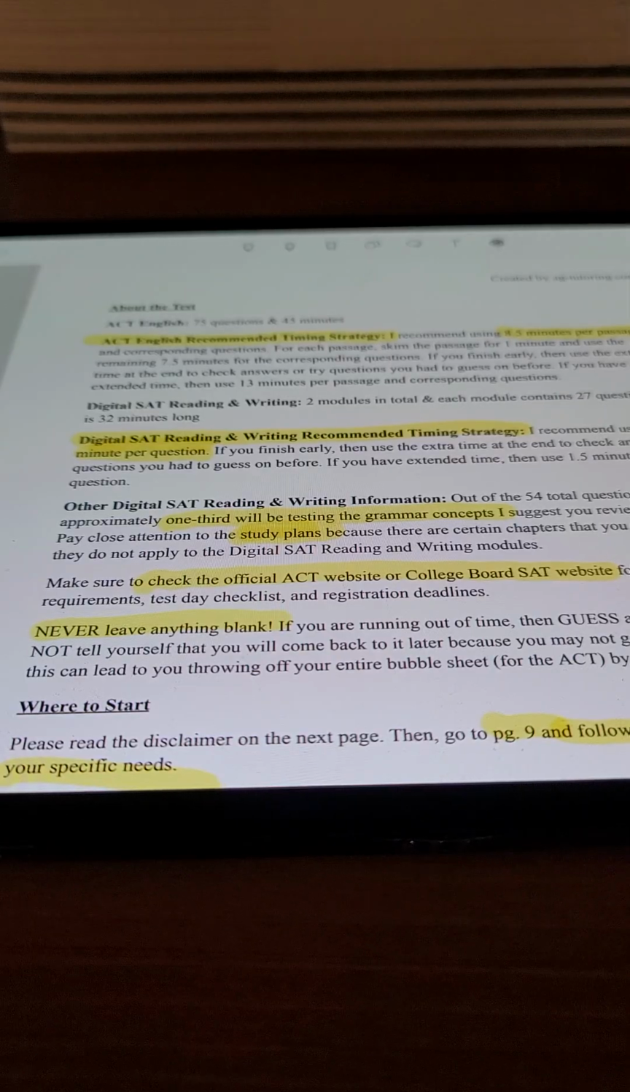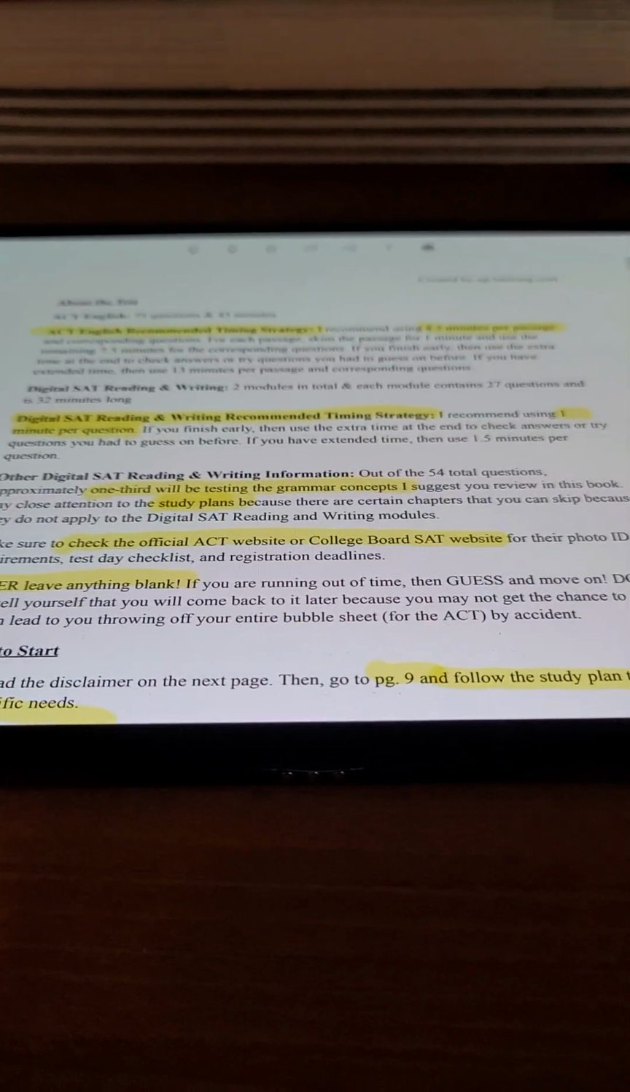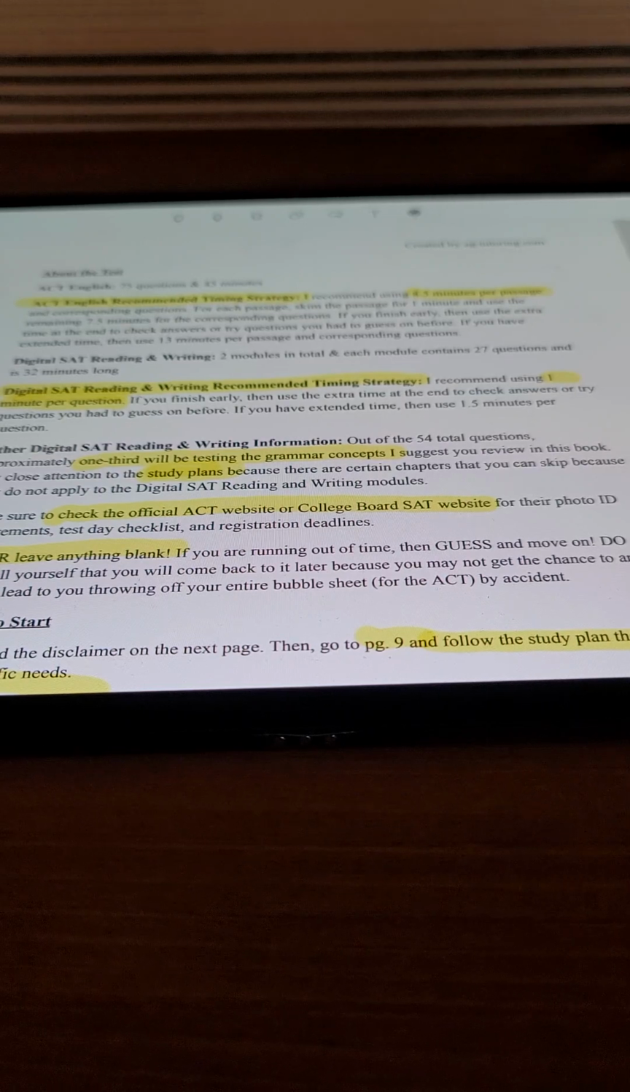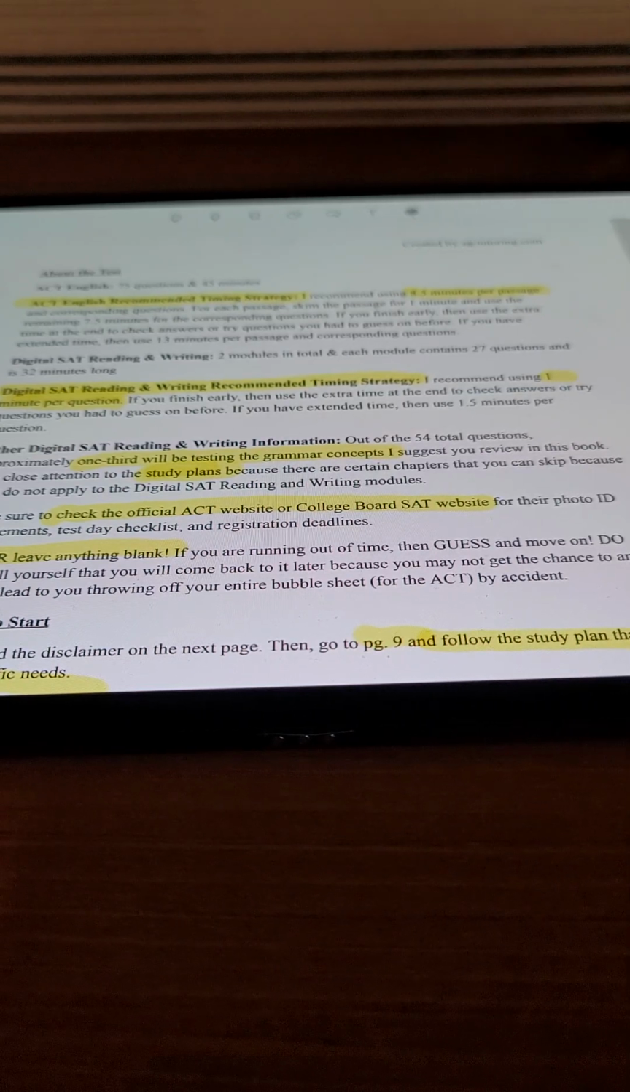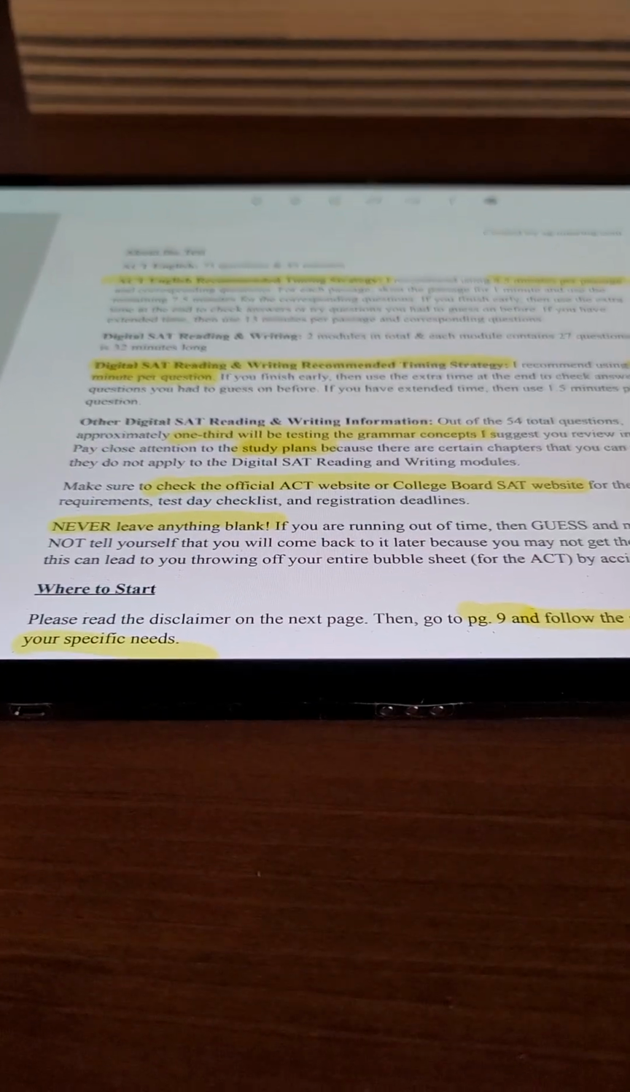Okay, and like I said, 1/3 of the questions will cover the grammar concepts, and pay attention to study plans, and make sure you check the official ACT or College Board website, which is the organization that does the SAT, to figure out what the requirements are that you need. With the digital SAT, you have to be very careful about the technology requirements. If you need to request technology to take the exam on, you have to make sure to do that at least 30 days prior, things like that. Just be aware of that, and obviously registration deadlines, things like that.